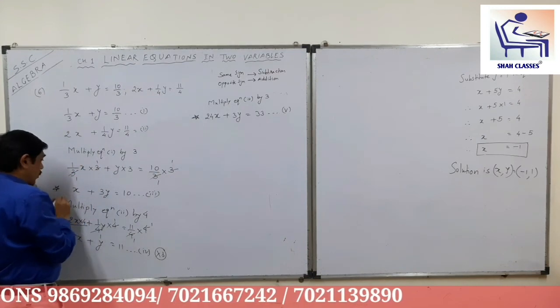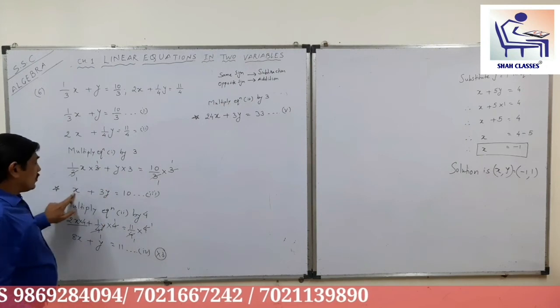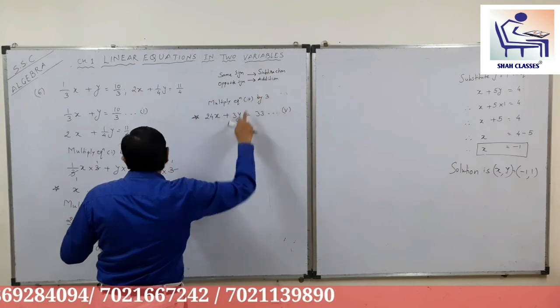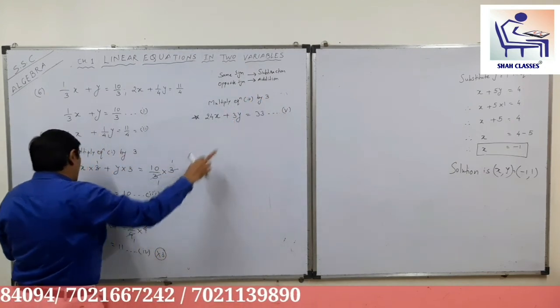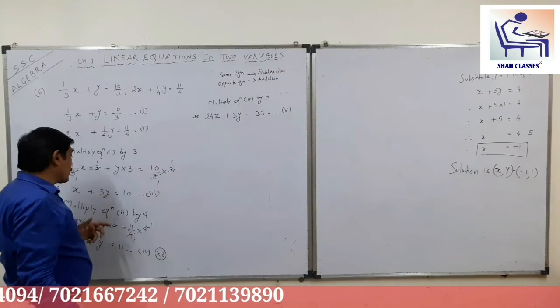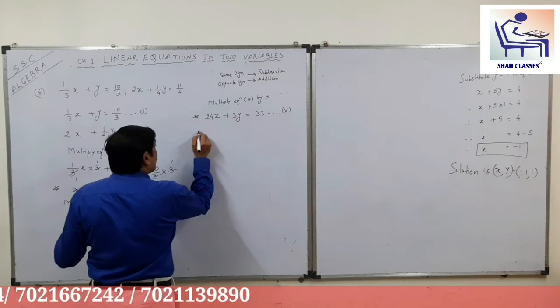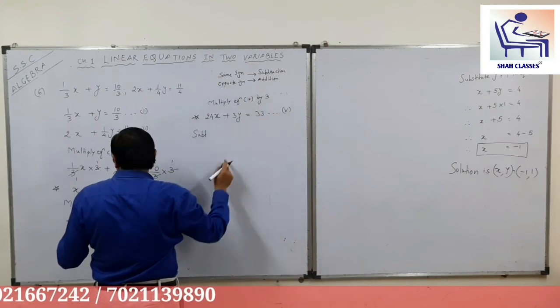We have to focus on equation number 3 and equation number 5. Now you decide it once again: same sign, subtraction. So here we are getting 3y plus 3y, both are positive. So we will do the subtraction. Please remember, same sign, subtraction.